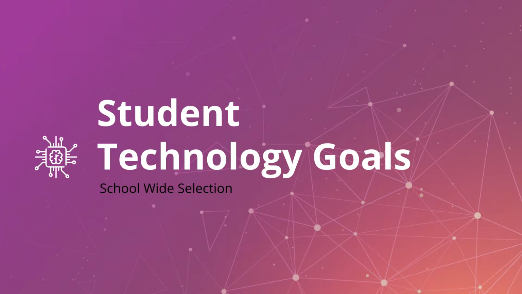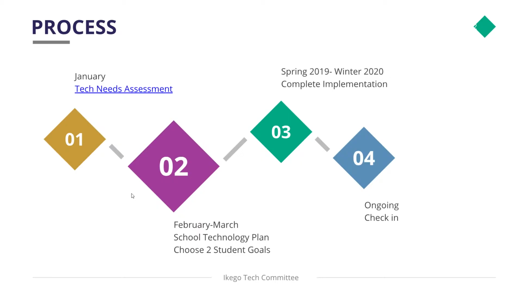Today's video is an excerpt from the March 20th Technology Committee meeting. The committee spent time reviewing the data from our school's technology needs assessment. We chose 3 ISTE standards based on that data and our school's current use of technology. So this is the process for developing our school technology plan. We are here at 2.